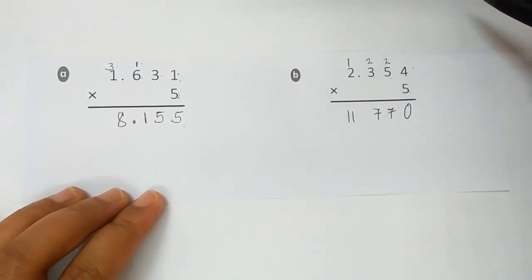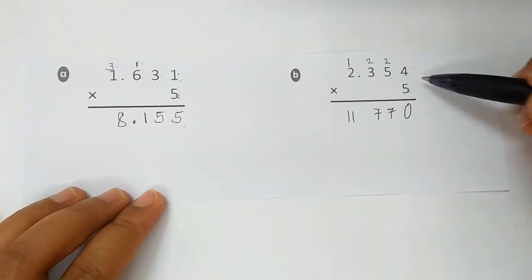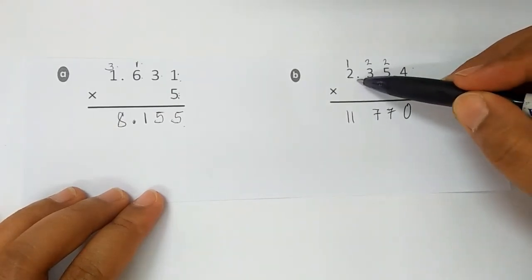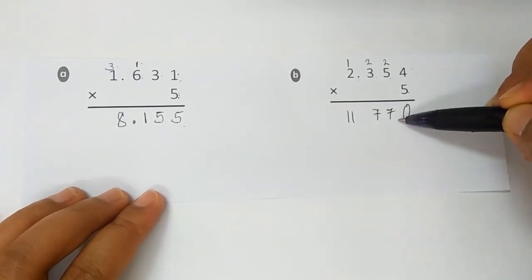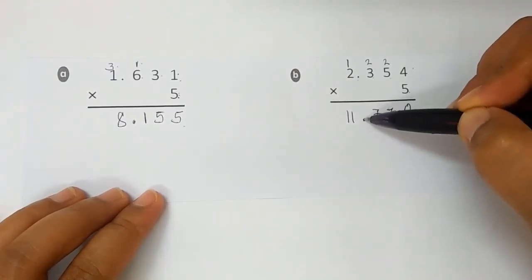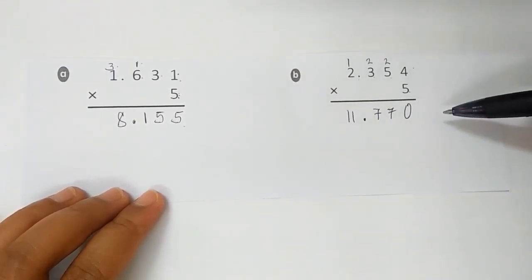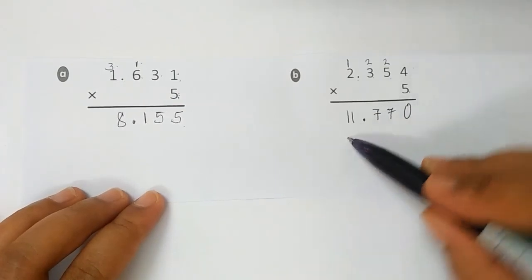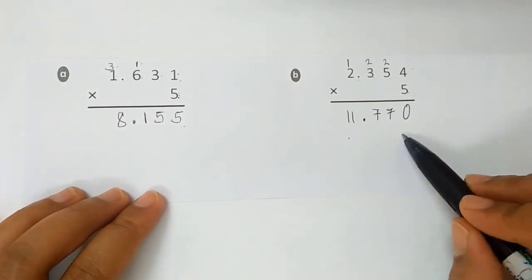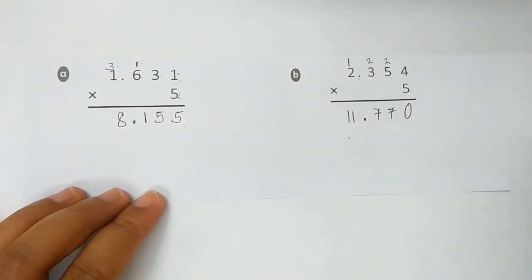Okay, we're done multiplying. Let's count the decimal places. 1, 2, 3. So on the answer, we have 1, 2, 3. Then write the decimal point. So we have 11 and 770 thousandths.